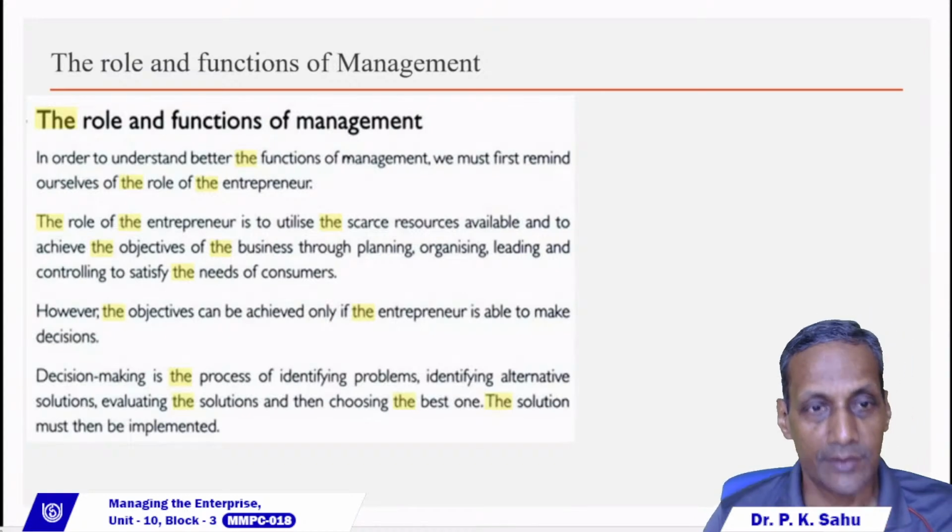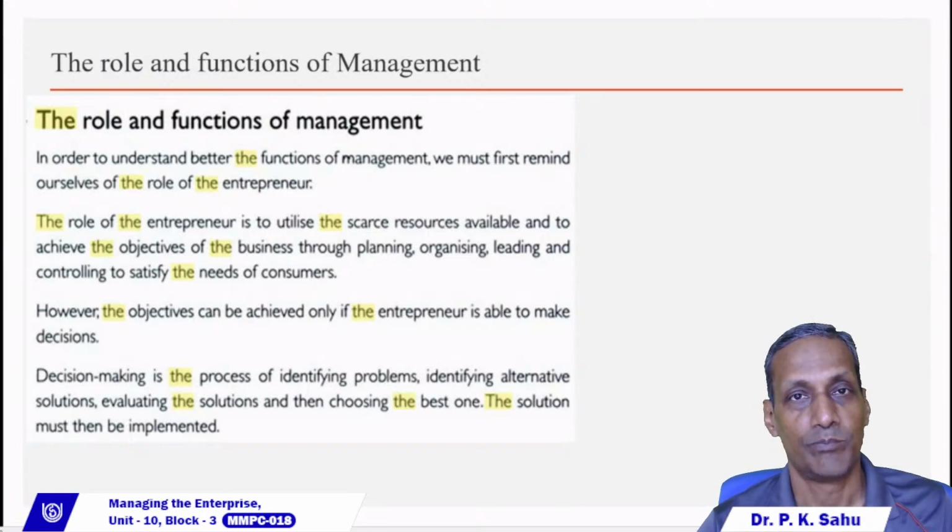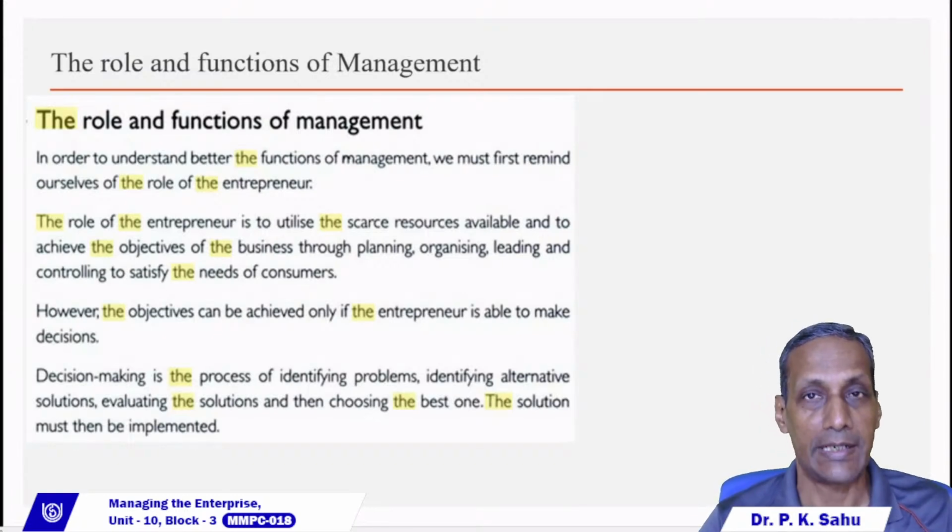However, the objectives can be achieved only if the entrepreneur is able to make decisions. So decision making is the process of identifying problems, identifying alternative solutions, evaluating the solutions, and then choosing the best one. The solution must then be implemented. This process is a series of activities, and that needs to be done well in a systematic manner.